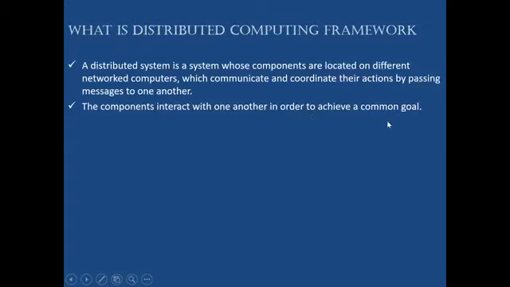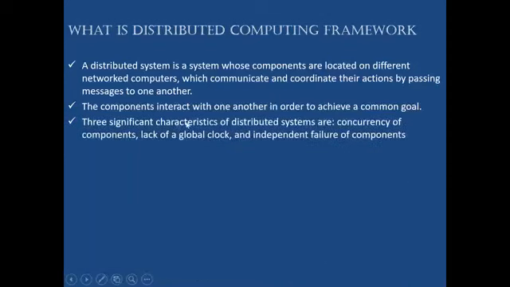The common goal is to process the data. Each node gets different data, and each node is going to communicate and process the data. Three significant characteristics of distributed systems are, first, concurrency of components. Concurrency means it will process in parallel.